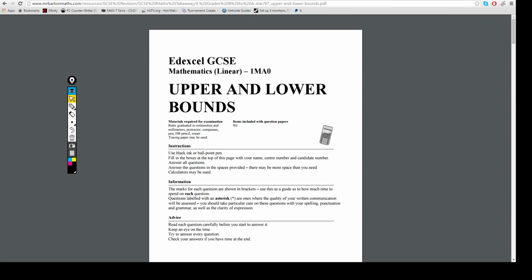Everybody, and today I'm going to be looking at some GCSE mathematics upper and lower bounds. This is the EduXL GCSE Mathematics Linear 1 MAO.